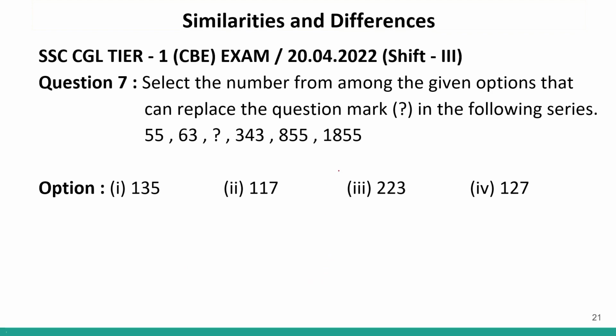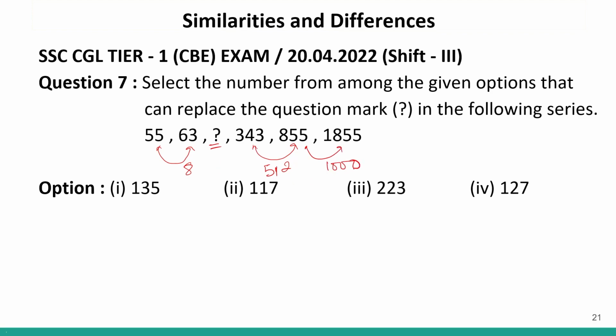Now, select the number from among the given options that can replace the question mark. So we have to find the missing term. Over here, the difference between these two is 8, correct? The difference between 343 and this is 120, or this is 2, this is 1, and this is 5. This is 512. And the difference over here is 1000.